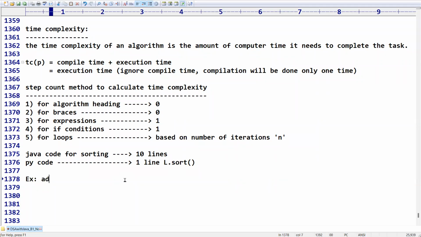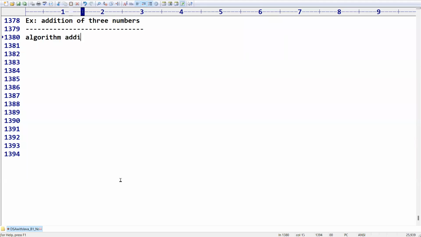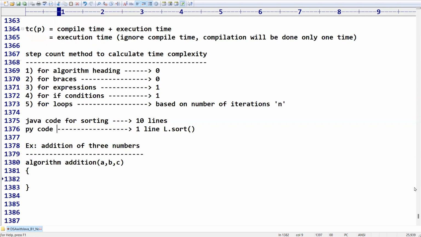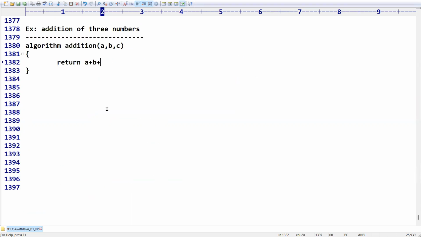Sir, I will take one simple algorithm, as usual, addition of 3 numbers. A simple program I am taking. I can write the algorithm like this: addition, which is taking A, B, C, three inputs. Now directly I am going to return A plus B plus C.